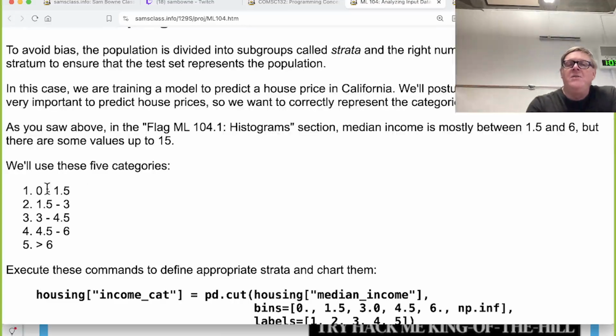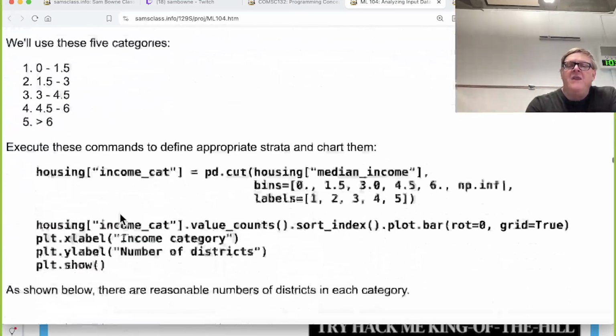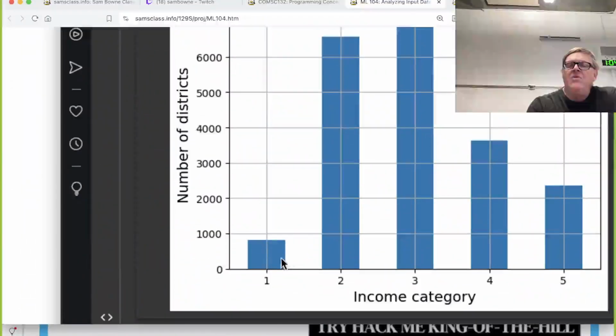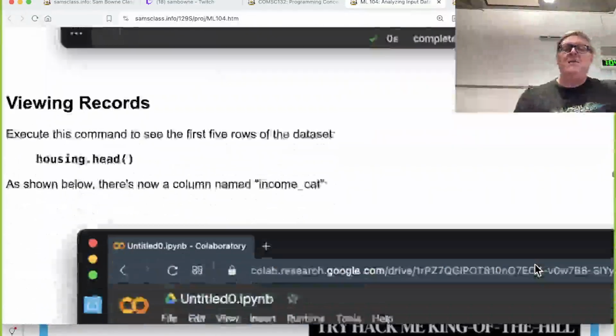So we group income into 5 categories, make 5 bins, and then instead of just randomly sampling, we find out what percentage of the population is in each of these 5 categories, and then sample that many percent of each of these categories. So the sample is representative of the population, instead of being completely random.